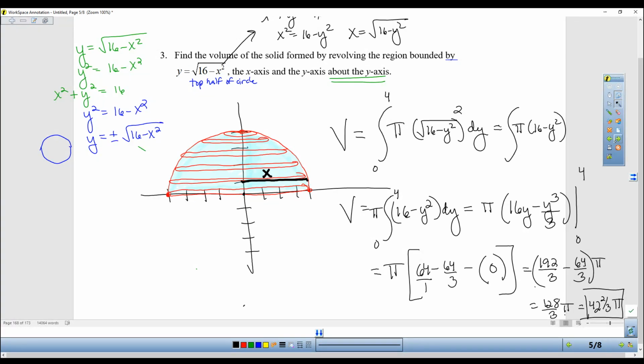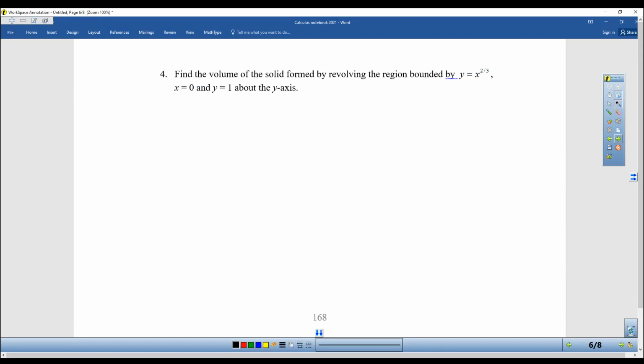All right, number 4. Find the volume of the solid formed by revolving the region bounded by y is equal to x to the 2/3 and x is equal to 0 and y is equal to 1. Again, we're going to go about the y-axis. So we just got a little experience doing that. So I'm going to bound this by y is equal to 1, so I'm not going to go very far, and x is equal to 0.